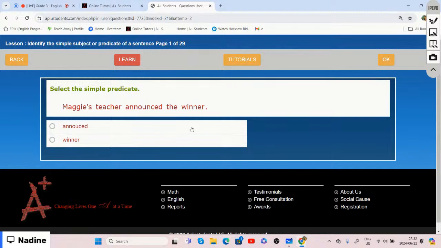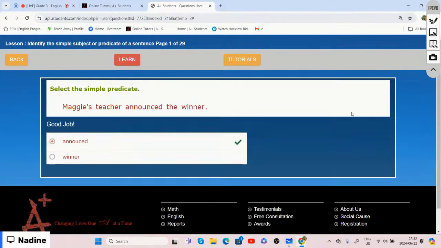All right, so if we were to identify our simple predicate within that sentence, which is our verb, it is the action that tells us what the noun is doing. Then we can say it is announced. So option one is correct. Announced is correct. Well done.